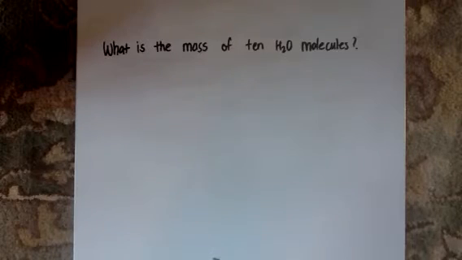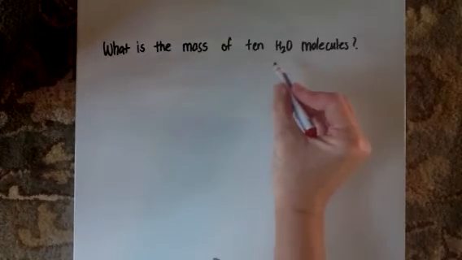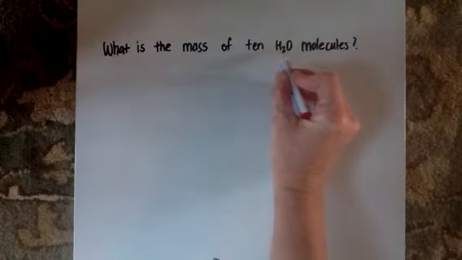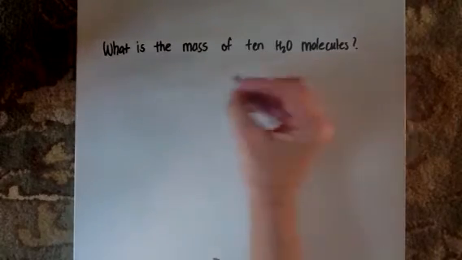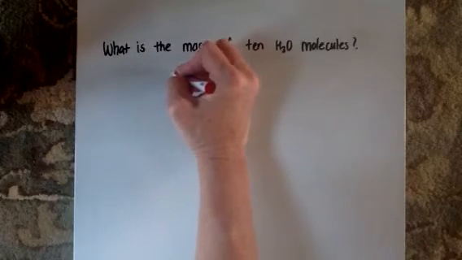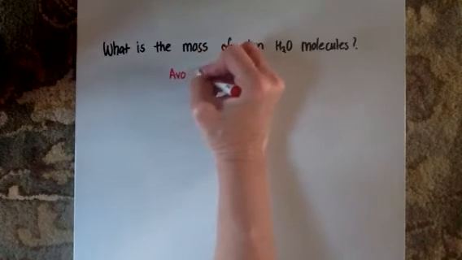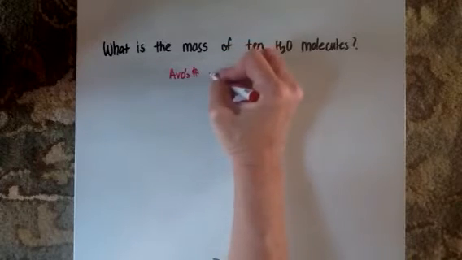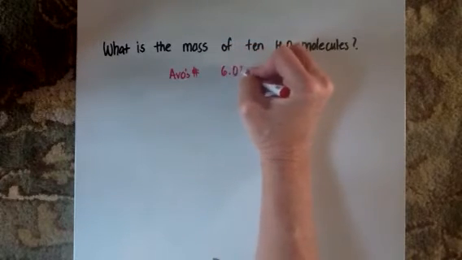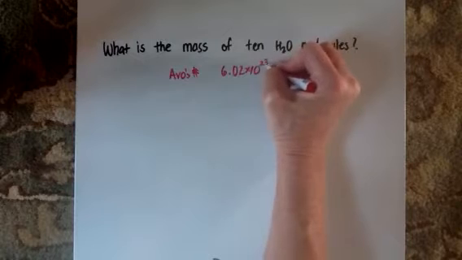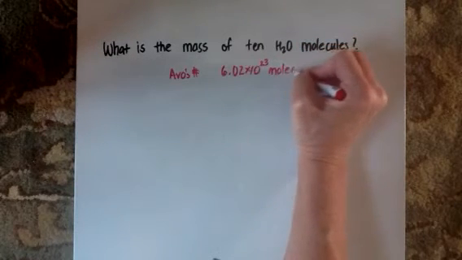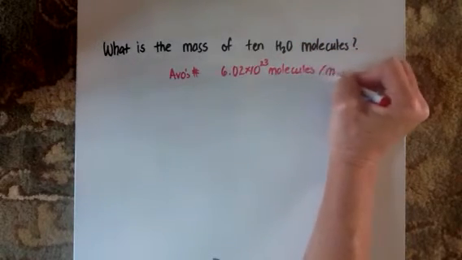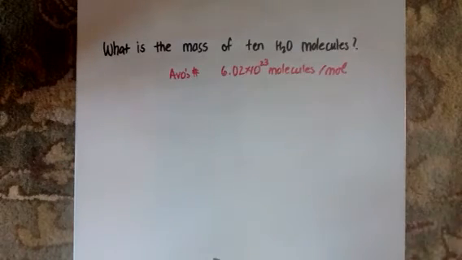Okay, here's a problem where we're going to determine the mass of ten water molecules. Whenever you see a problem that involves a number of molecules, automatically think of a conversion factor we know. Avogadro's number is 6.02 times 10 to the 23rd molecules per mole. You're probably going to need that. And let's just go ahead and start from there.